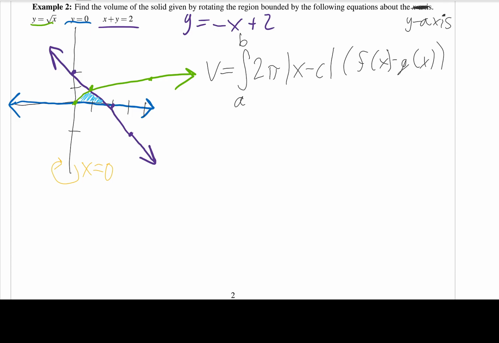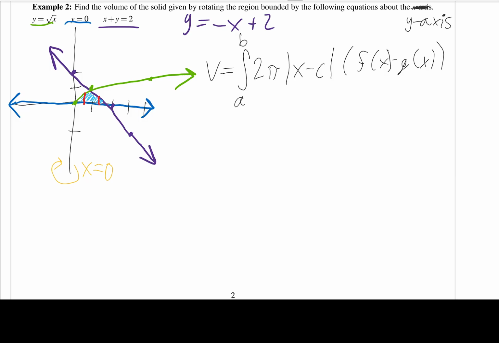Here, we're going to have to split this up. Here's the reason why. For one, f of x minus g of x, that's top minus bottom. However, if we look at these two slices, they have the same bottom function but differing top functions. Also, if I want to do absolute value of x minus c, am I taking a point on the green curve or the purple line? Right? We could be taking them at either place, and so I can't give you one function that's going to represent the distance from the y-axis for a point that's on either curve.